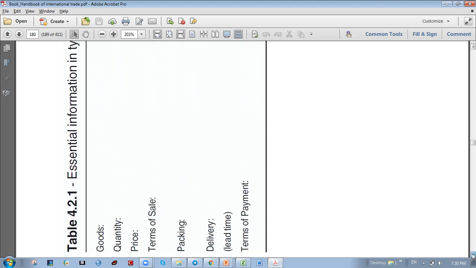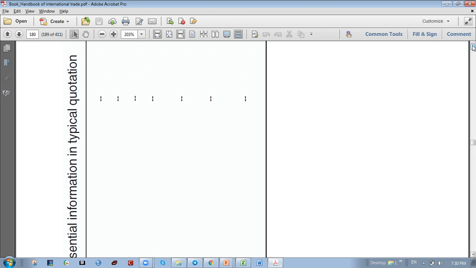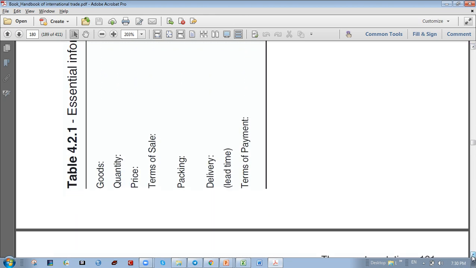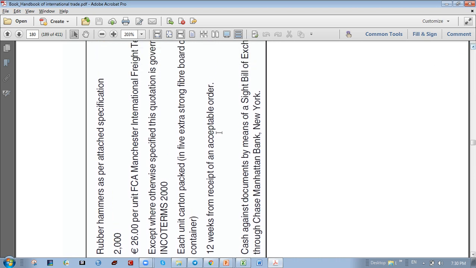This is table 4.2.1, essential information in typical quotation. Goods, quantity, price, terms of sale, packing, delivery, lead time, terms of payment. And then they give an example here. You can read this book. Maybe my PDF is not good for reading because I didn't rotate it. It's the wrong direction to read.